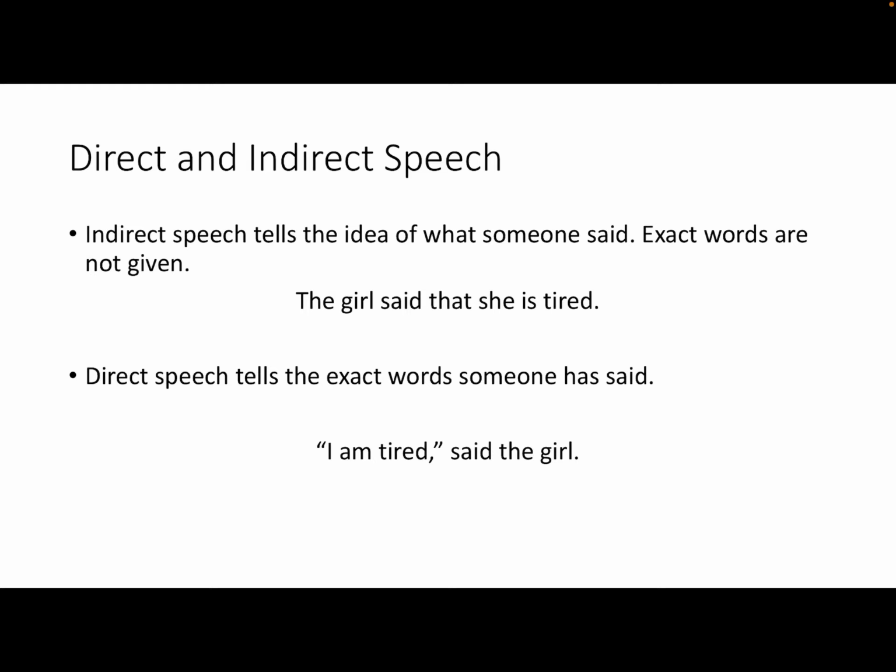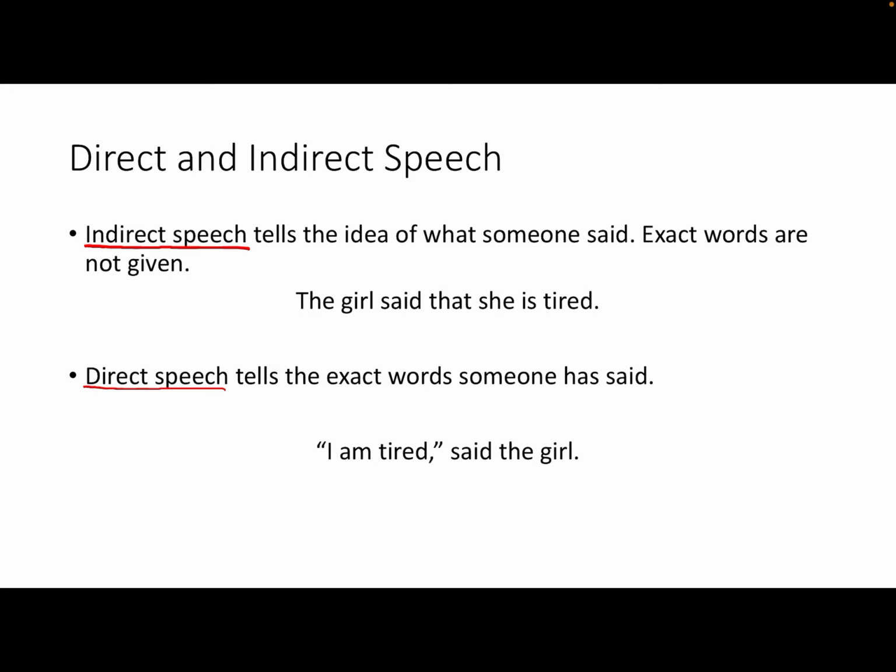So we have two types of speech. We have direct speech and indirect speech. Now, indirect speech tells the idea of what someone has said. It's a little bit like you telling somebody else what a different person has said. So the exact words are not given. The girl said she was tired.